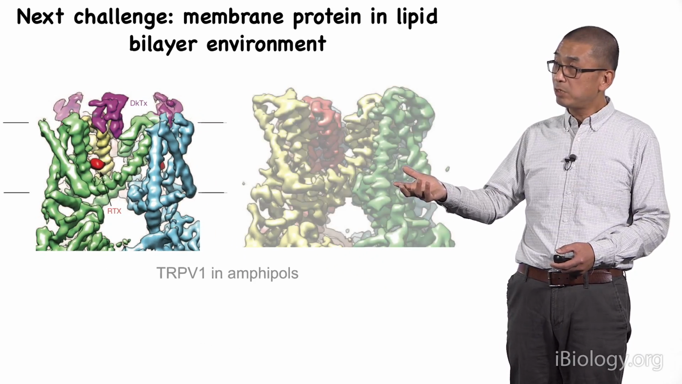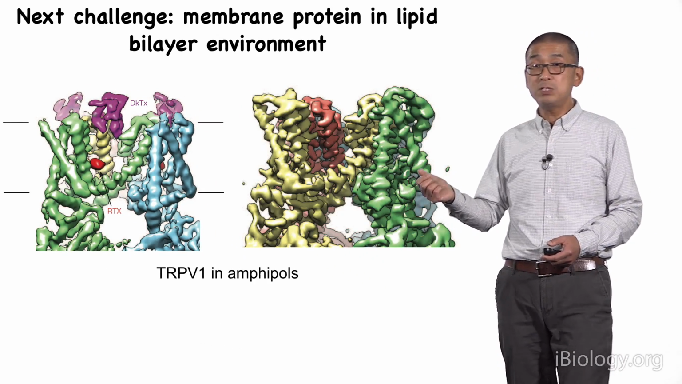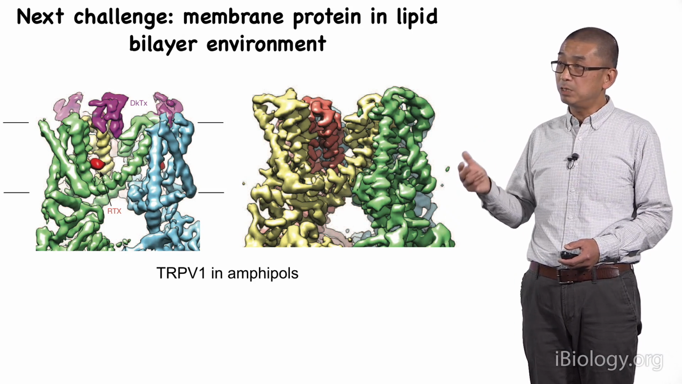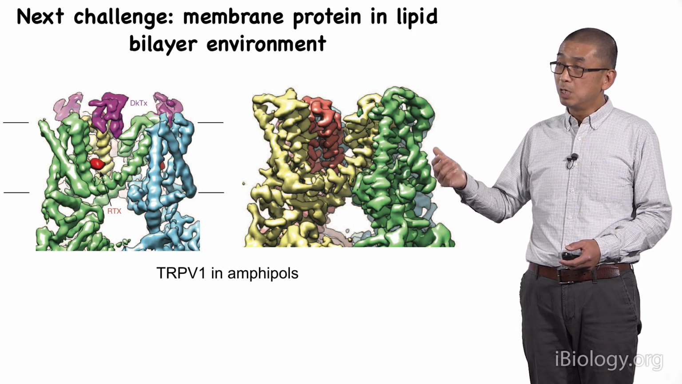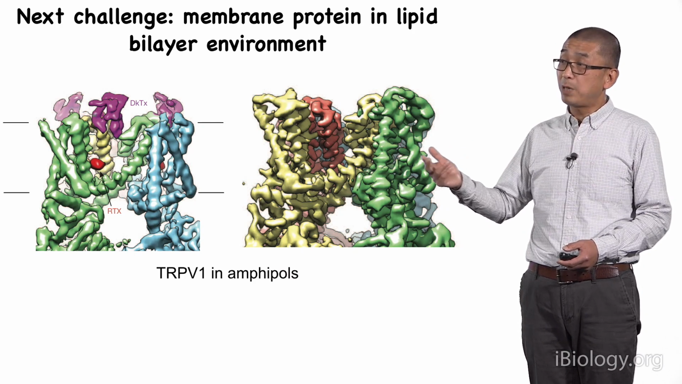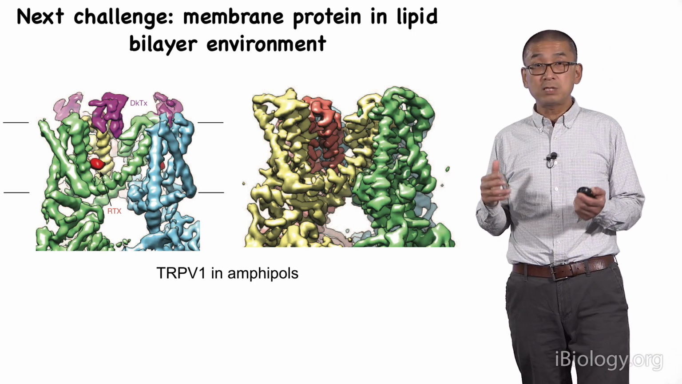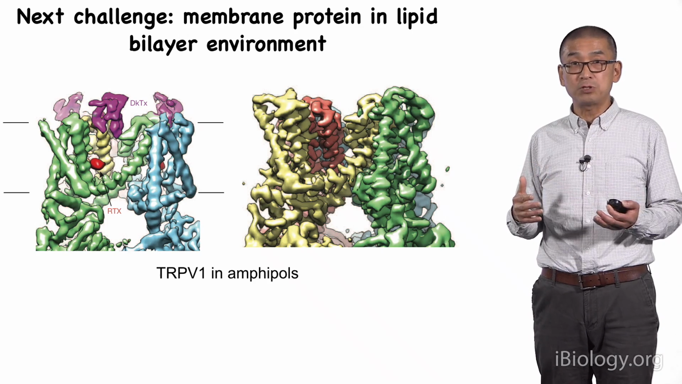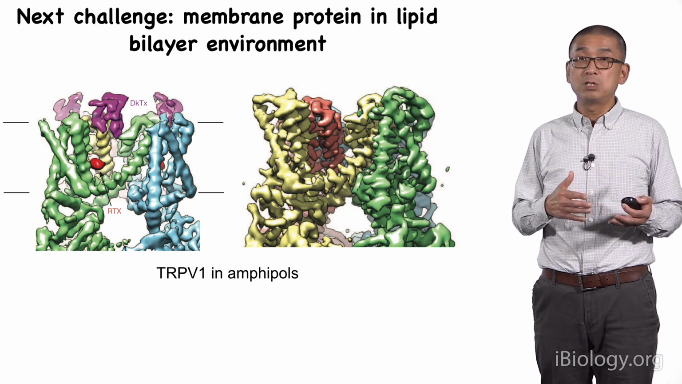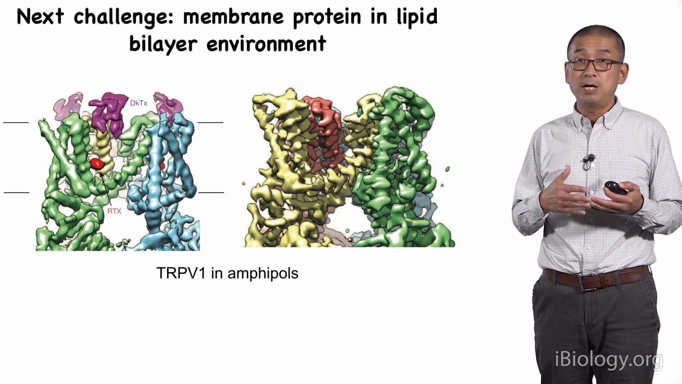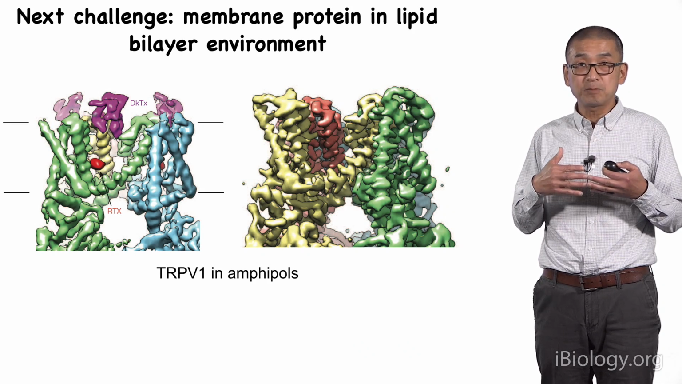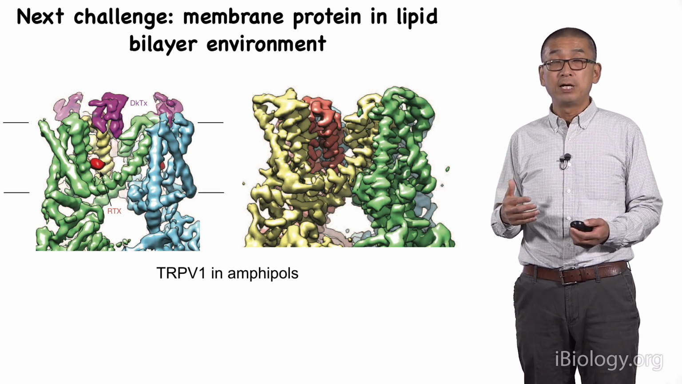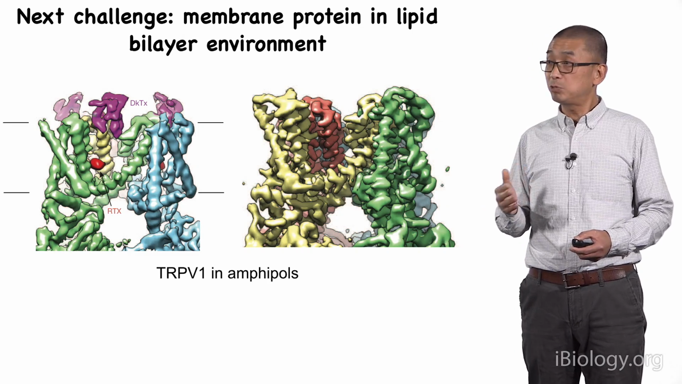However, the resolution or the quality of the density map of this channel is actually unsatisfying, to put it this way. If we compare this with the amphipol structure, we can immediately see that when the channel is in complex with double knot toxin, the resolution is relatively poor compared with the amphipol structure. Now, this is the same protein, and the structure was determined using the same approach. So the poor resolution is not because of the sample difference, or the difference in technology, and it must come from other reasons.